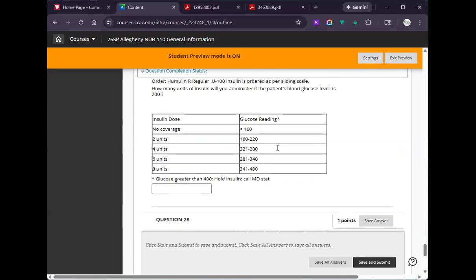This is that sliding scale question I mentioned. It tells you your patient's blood glucose level is 200. So you're going to look at the glucose reading. You can see that 200 fits in that range, so you're going to give them 2 units.